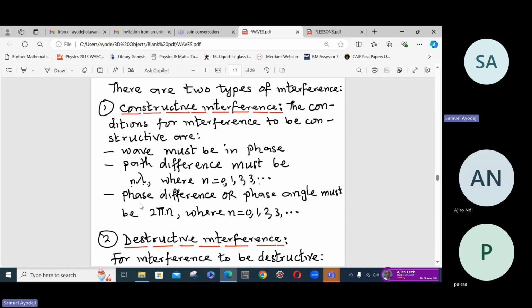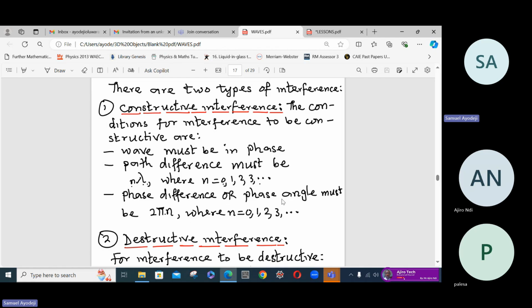Another thing now, phase difference. Don't mix the two together. Path difference is different from phase difference. Phase difference, we call it phase angle. I think I dealt with this earlier, before superposition of waves, it should be in earlier notes. But let me quickly bring it in.